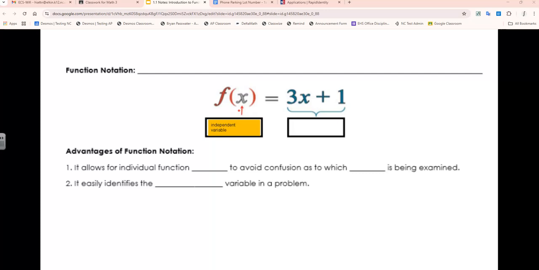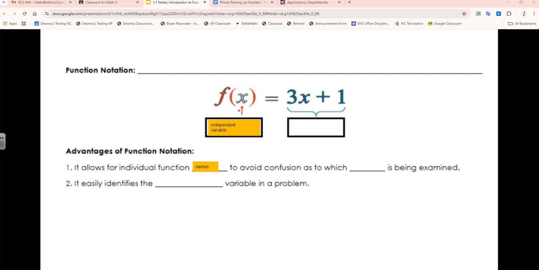Function notation, like I said, is very important. It allows for individual function names. I know this is so tiny. Hopefully you've got eagle eyes back there. Also, if anybody towards the back can't see good, let me know after class. I can move seats around.